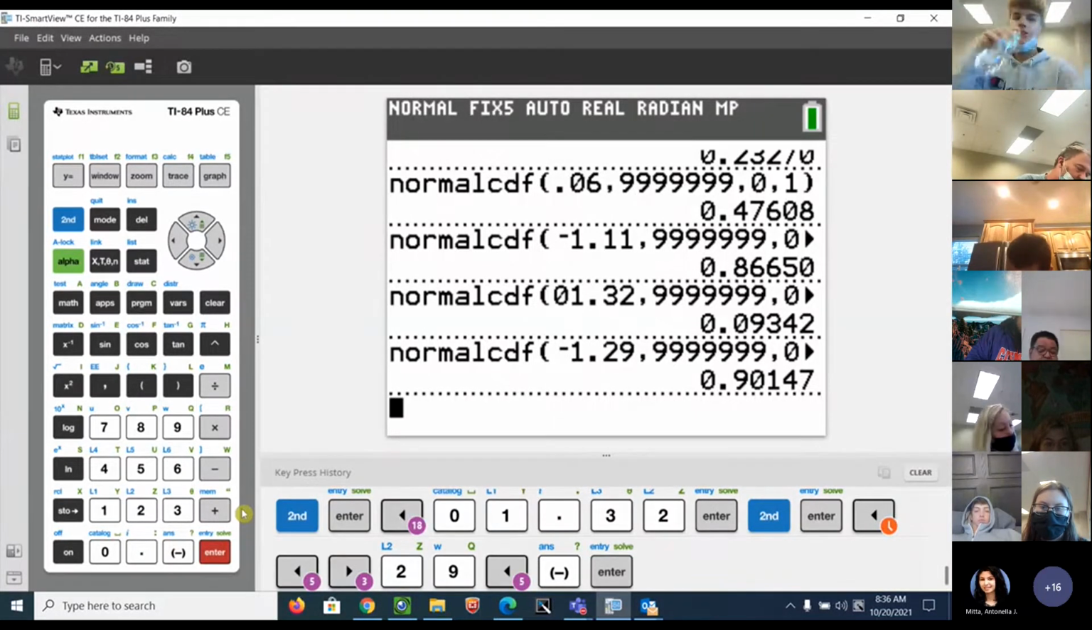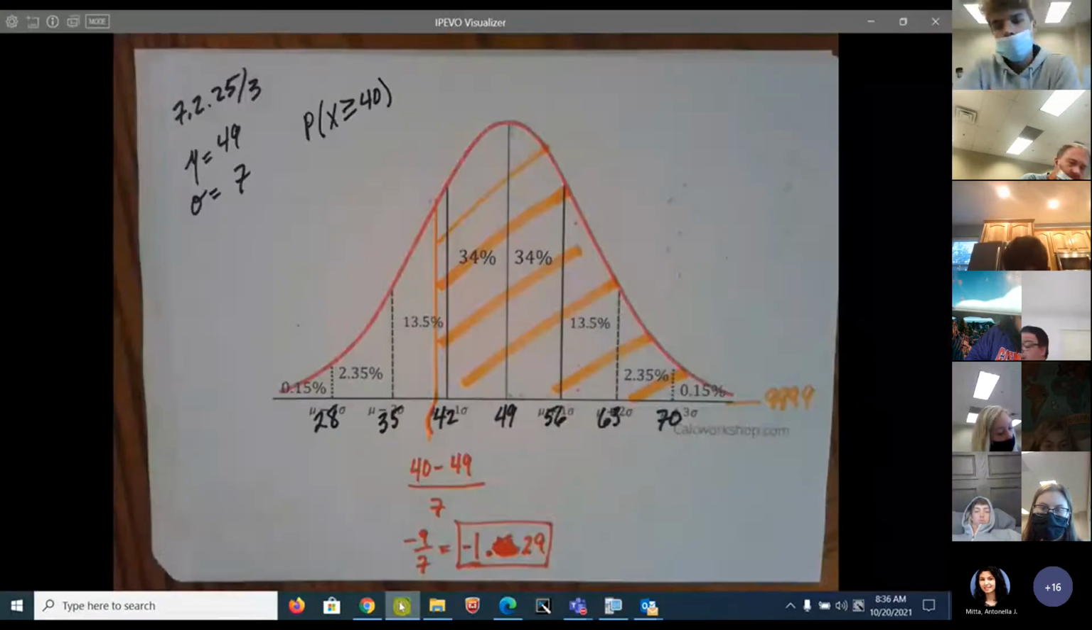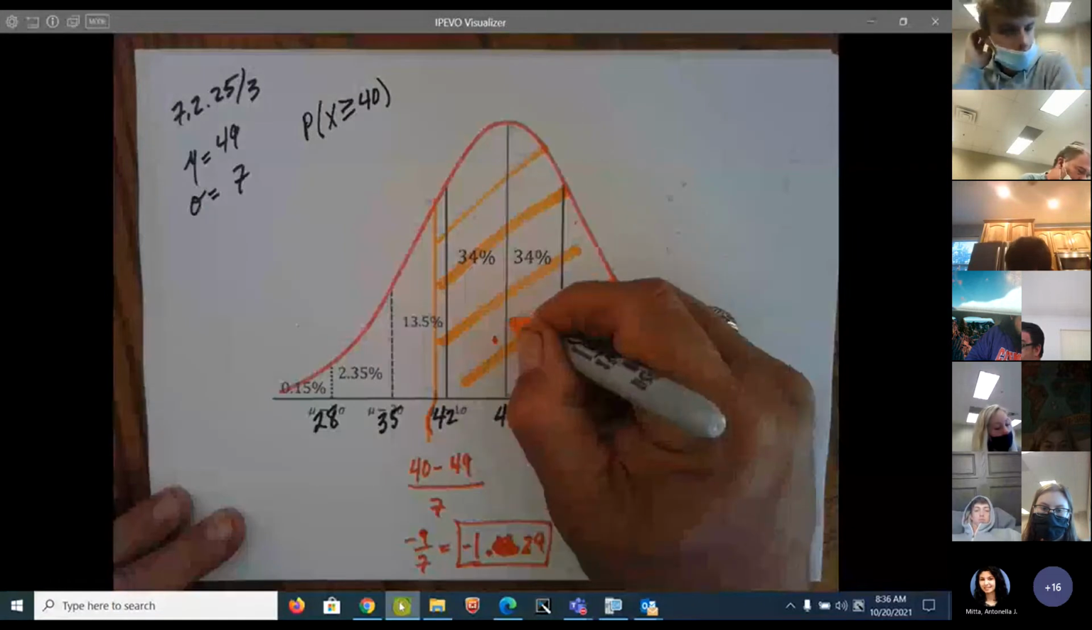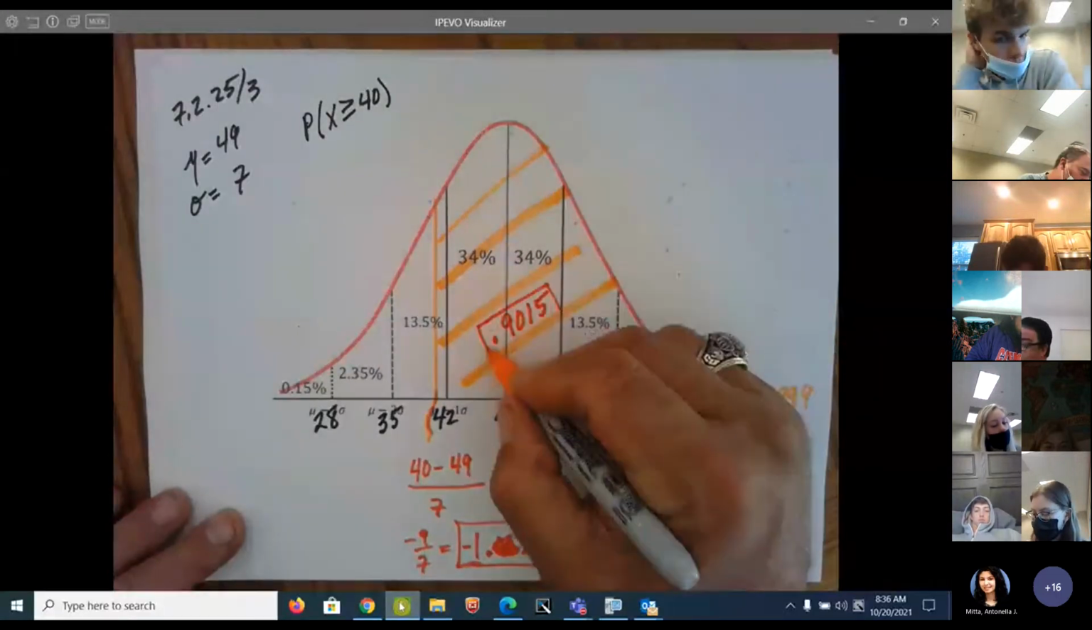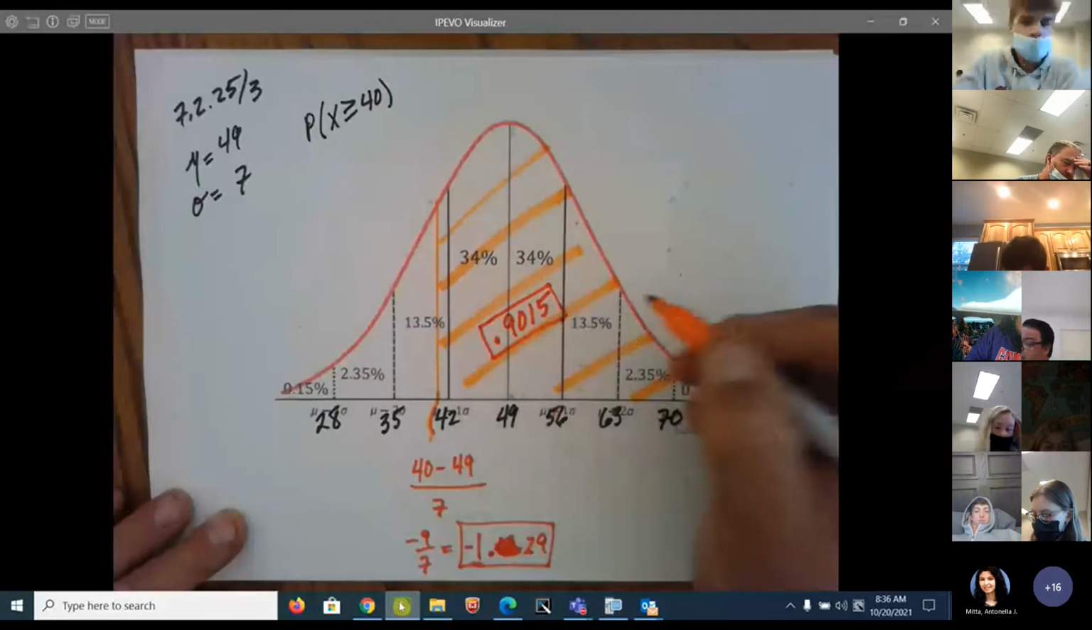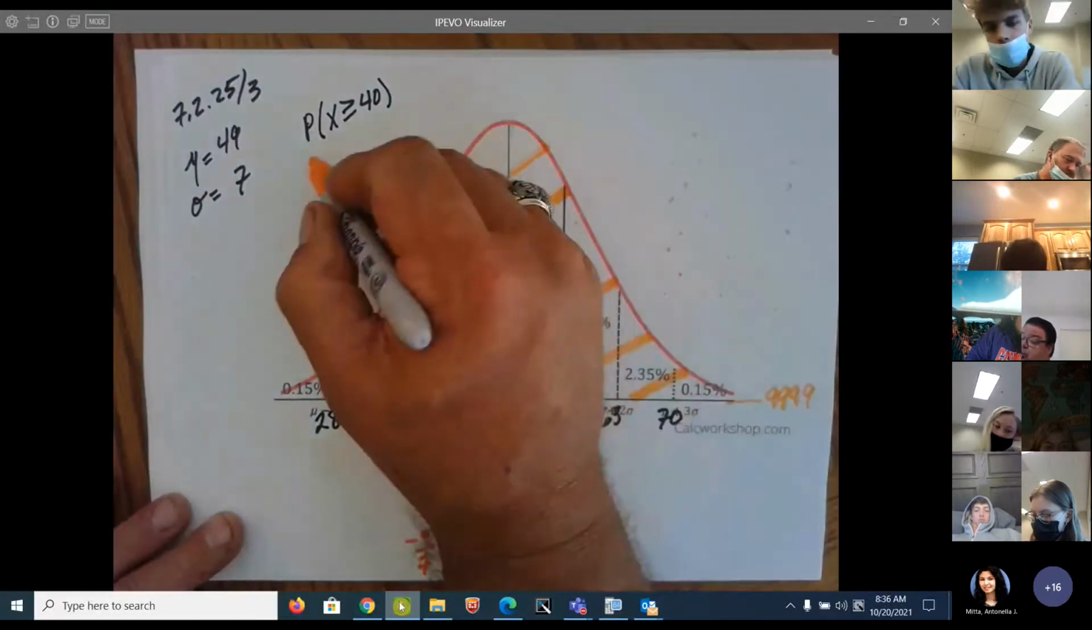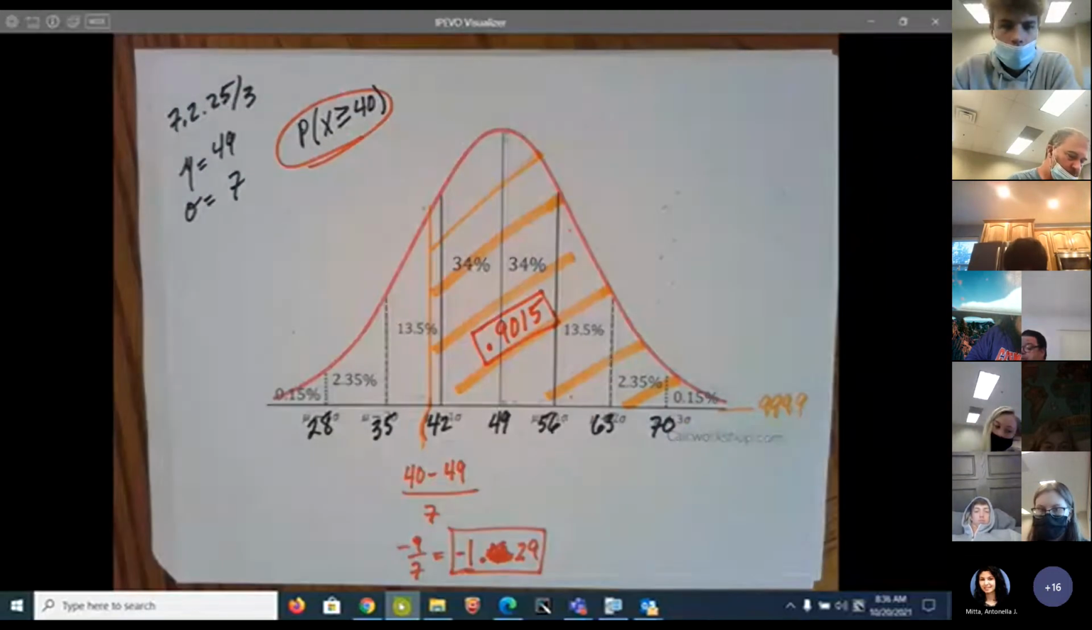0.9015. So the area under this curve is 0.9015. So there's a 90% chance, or a 0.9 probability, that your score is going to be above 40.